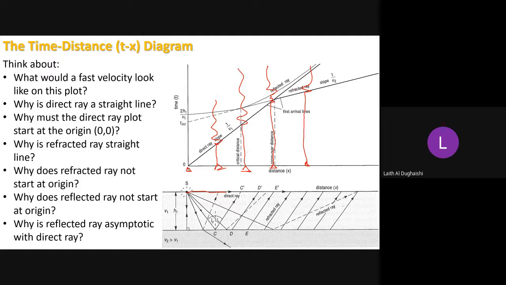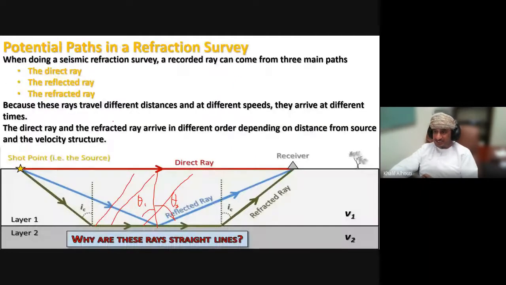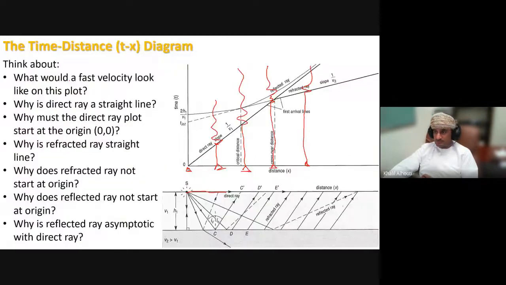That's the refracted. This is a refracted ray, at least from what I see. This is this one. That's the one which is arriving to this geophone. For all of these geophones, direct is the first.